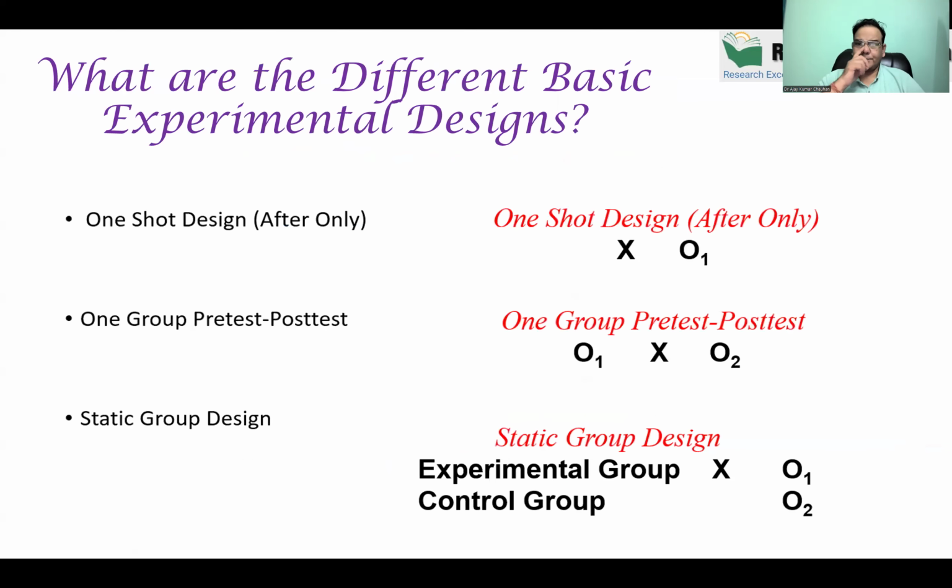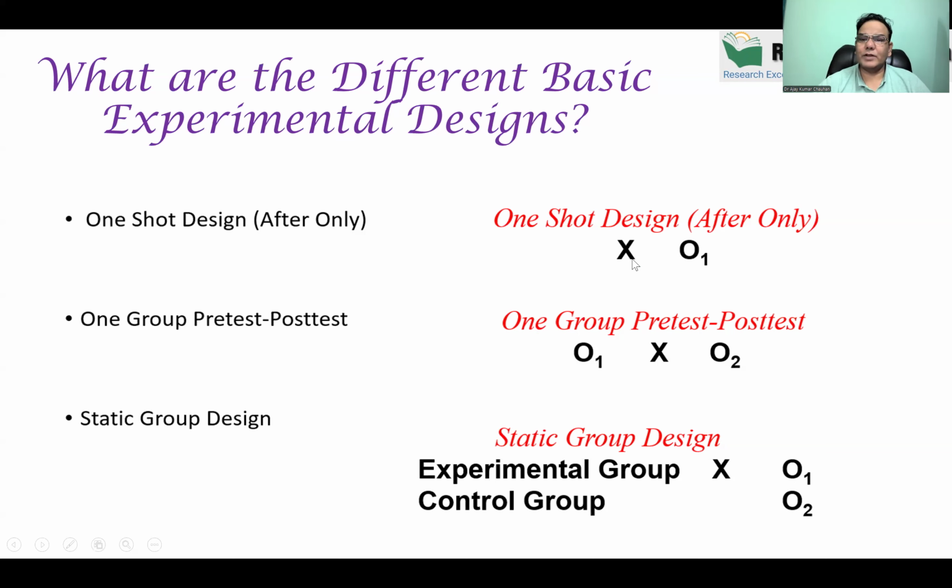So the first is one shot design. One shot design means, if you see the symbol, X is for experiment and O is for measurement. You simply give the treatment and then measure the outcome. That's it. There is no control group, there is no experimental group. You just conduct the experiment and measure the outcome. So you know that this is not a very popular design.